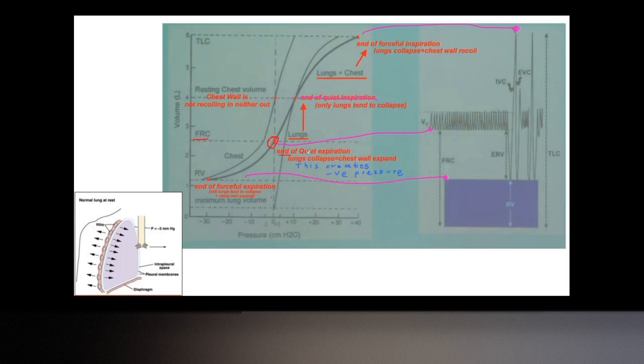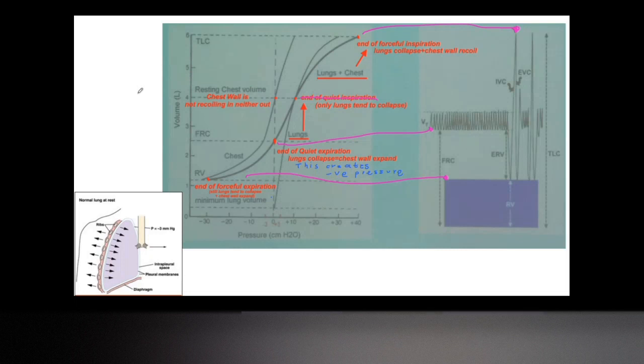And this is actually the end of the quiet expiration. It means the lungs' collapse equals the chest wall's expansion. Okay. Oh my God, it's more confusing than I thought. Do you want me to explain it more or just skip it?